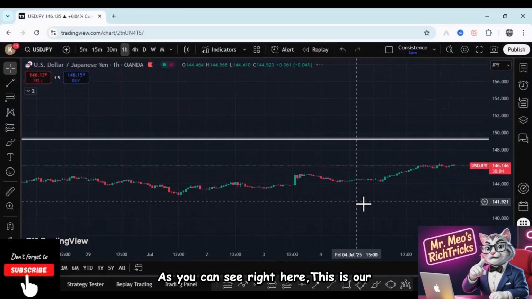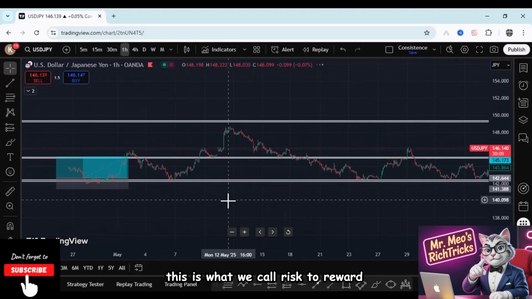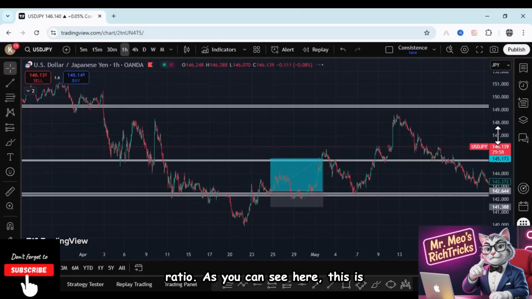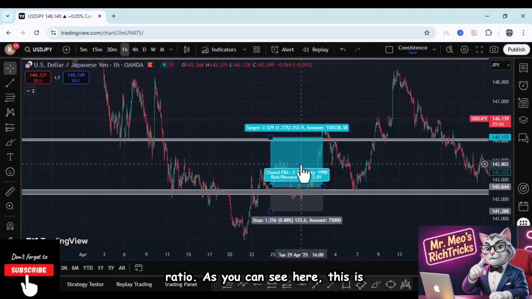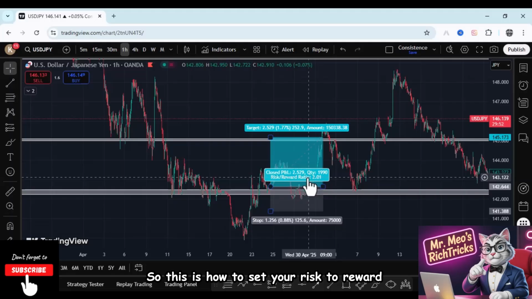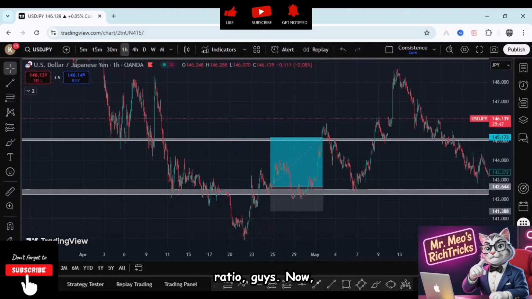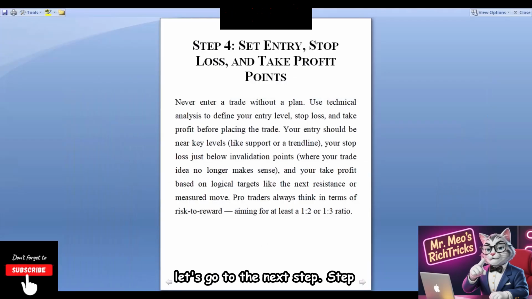As you can see right here, these are our previous entries, guys. So this is what we call risk to reward ratio. As you can see here, this is a 1-to-2 risk to reward ratio. So this is how to set your risk to reward ratio, guys. Now, let's go to the next step.